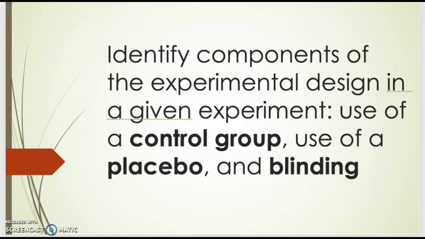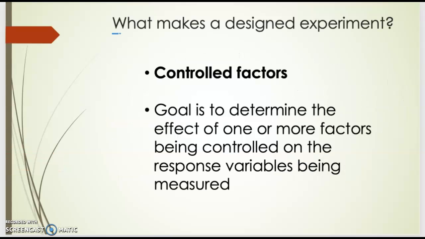In this video, we are going to identify components of the experimental design in a given experiment: the use of a control group, the use of a placebo, and blinding. So really, we're going to have a conversation about these. So first, what makes a designed experiment?